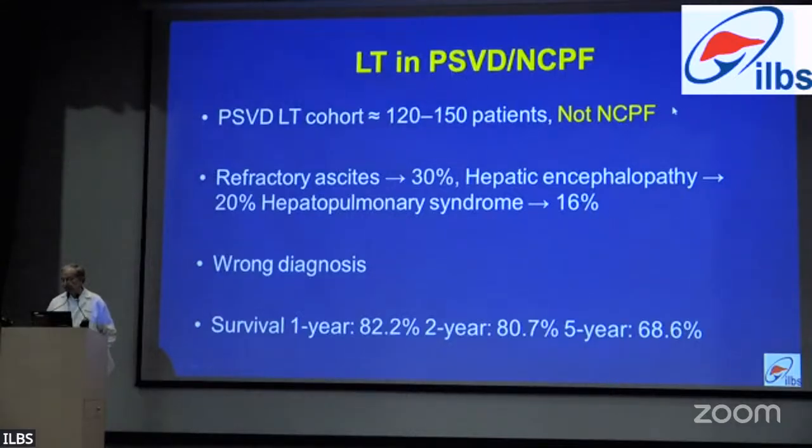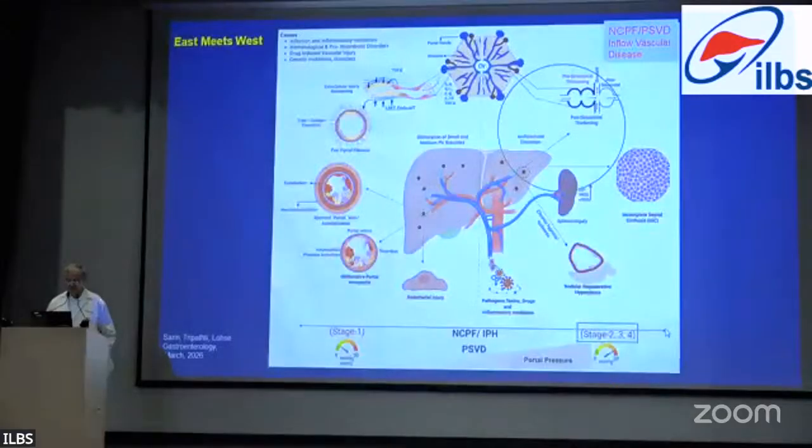I know two patients we have tried. A PSVD liver transplant cohort is about 120 to 150 patients. Data is not clear. Refractory ascites, HE, HPS were the main indications. But some of them could be wrong diagnosis because they could be underlying cirrhosis. And survival is good in these patients.